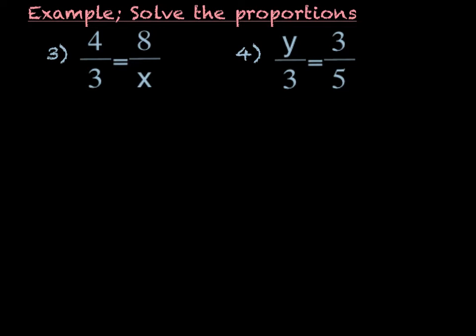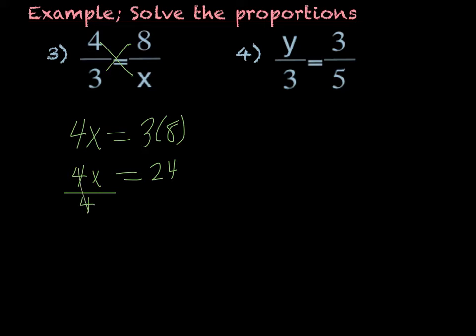In this next example, we have 4 over 3 equals 8 over x. So we're going to cross multiply. 4 times x equals 3 times 8. 4x equals 24. Divide by 4. X equals 6.